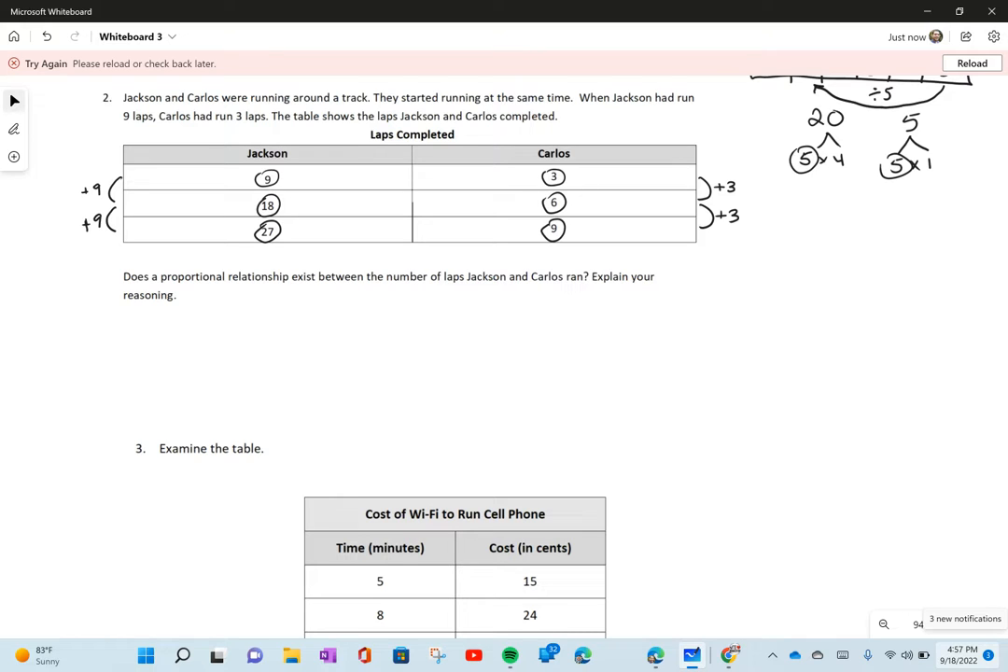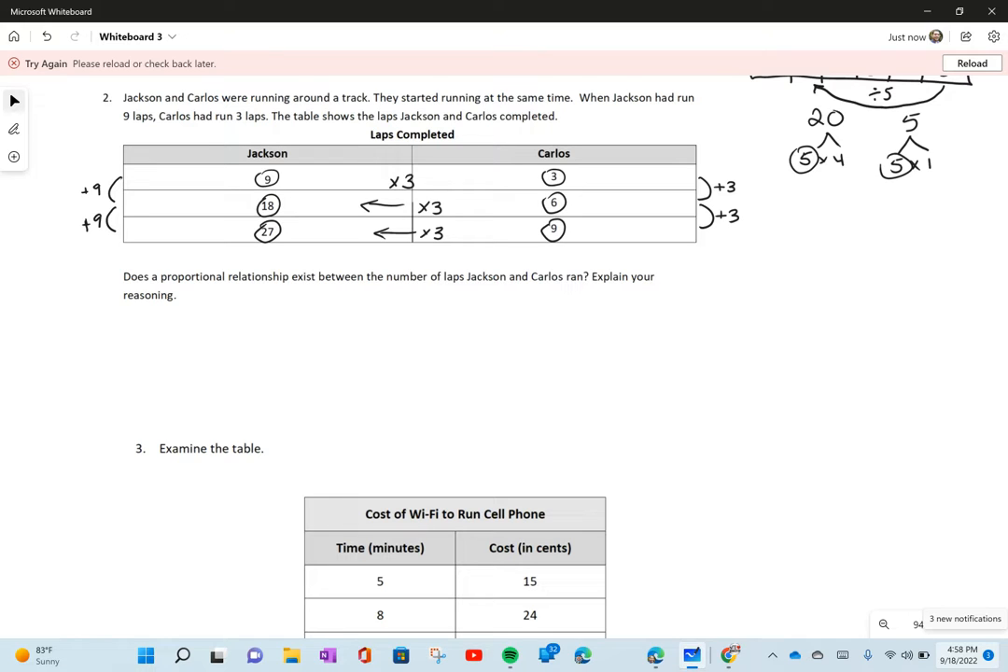So the other thing I noticed is that Jackson always runs 3 times more than Carlos. If you were to take Carlos's laps and multiply it by 3, you always get the number of laps that Jackson runs. So that's interesting that there's a common rule between each pair of corresponding values.